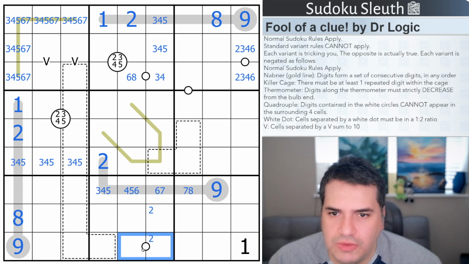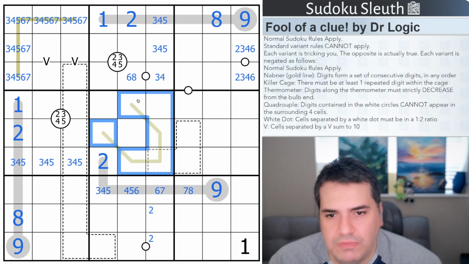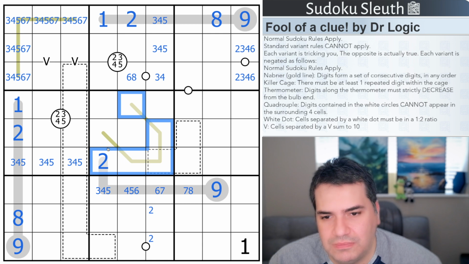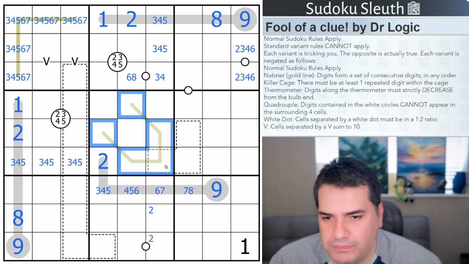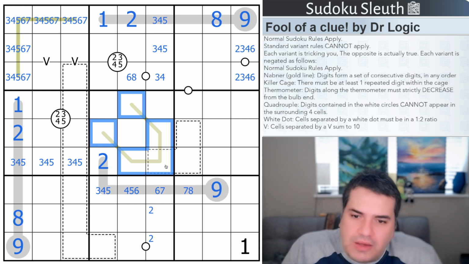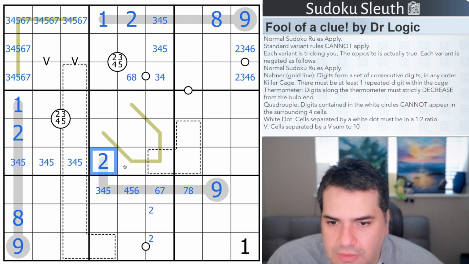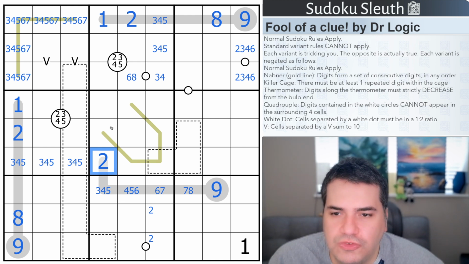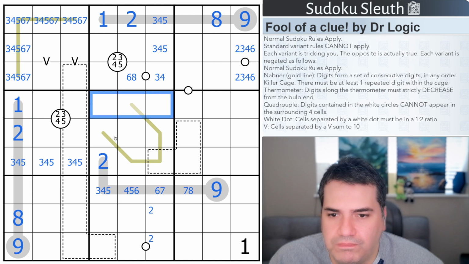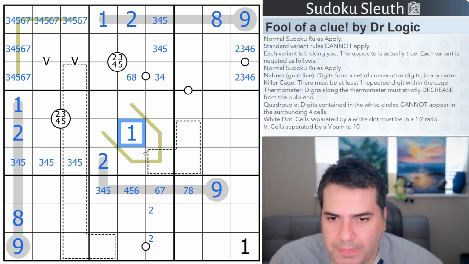Yeah, really clutching at straws here. How about this Nabner line? So it's a 5-cell full Nabner line, and I don't have a 2 on it. So that means I also don't have a 1 on it. Otherwise, how am I going to make that consecutive? 1s, not on any of these, not the line, that's a 1.